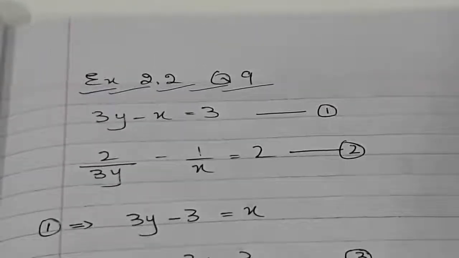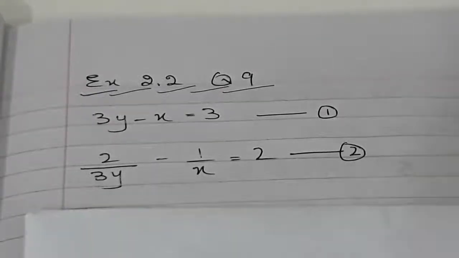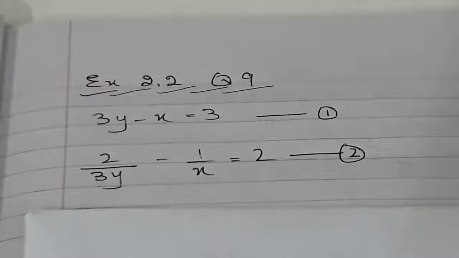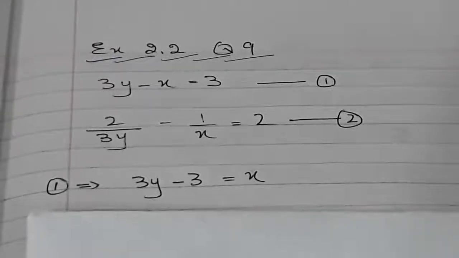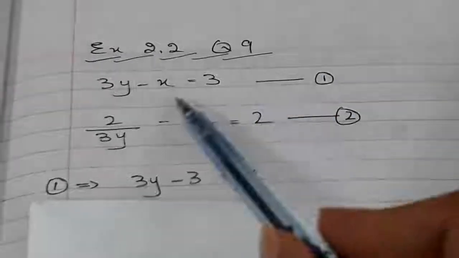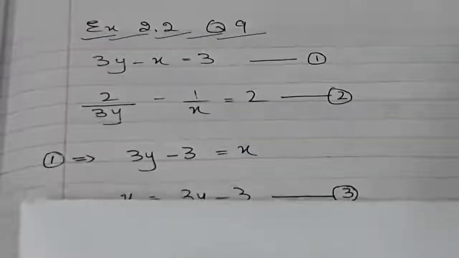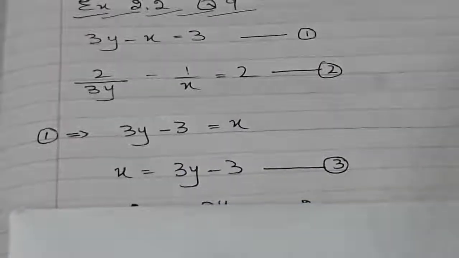Okay, now let's take another question of exercise 2.2, question number 9. If you see, the second equation is in fraction form. Whenever it is in fraction form, first of all take the LCM and try to get rid of the fractions. It just makes your working simple. Otherwise you can substitute in fractions also, but then you need to be more careful. Now from equation 1, I am making x the subject. You see I have taken x to this side and 3 to this side. And now my x is 3y minus 3, written with the subject on the right hand side.